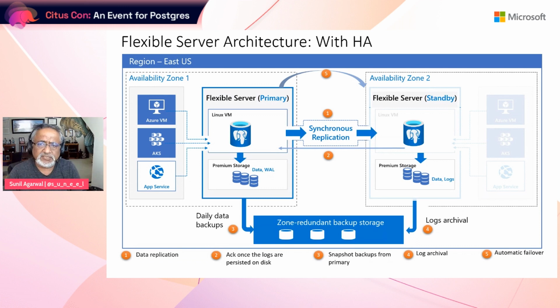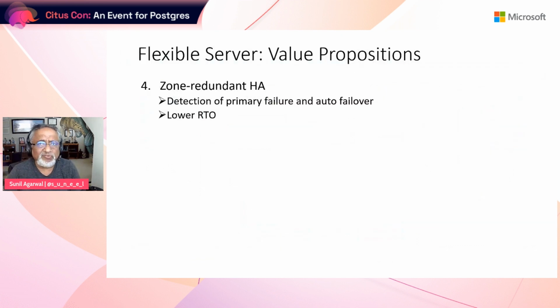Okay. Now this is a very useful configuration if you are looking for a mission critical workload which can tolerate very little downtime. So the fourth value proposition of flexible server is that it offers zone redundant or zone resilient HA, and it detects the failure of the primary, and it does auto failover with the same connection string. And because the standby is applying the transaction logs as they are coming in, when the failover happens, the time taken for recovery is much lower in a typical case. So you will expect a much lower RTO with the HA option.